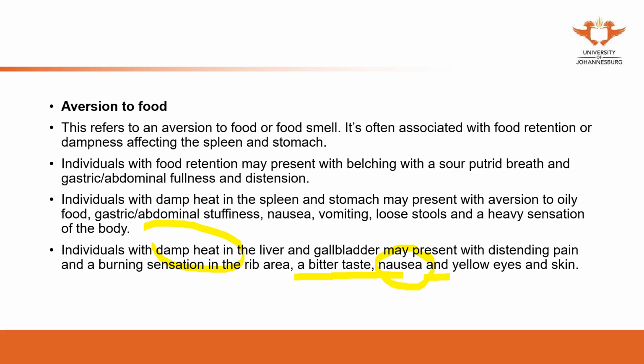The relationship between the wood and the earth, so that's also from the five elements. That's why in this situation, the patient may present with nausea and a burning sensation in the ribs area. The ribs area is the area where the liver and gallbladder meridians distribute. The yellow eyes is the heat. Yellow skin. The patient doesn't have to present with yellow eyes and yellow skin. This is actually the symptom of jaundice.